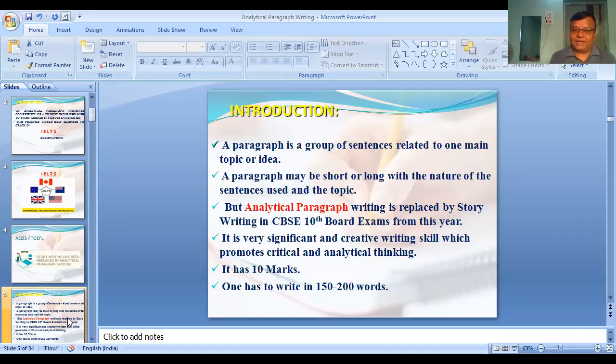But analytical paragraph writing has replaced story writing in the CBSE 10th board exam from this year. It's very significant and creative writing, which promotes critical and analytical thinking. It has 10 marks. One has to write in 150 to 200 words. It's very important, like story writing. But story writing was different. It is purely different. It tests your analytical power.